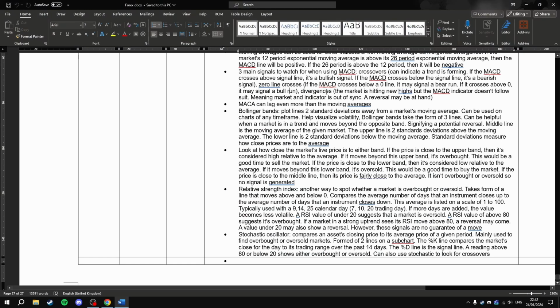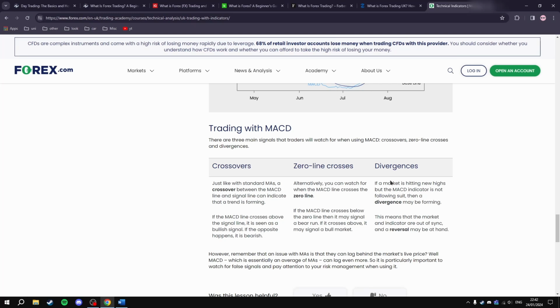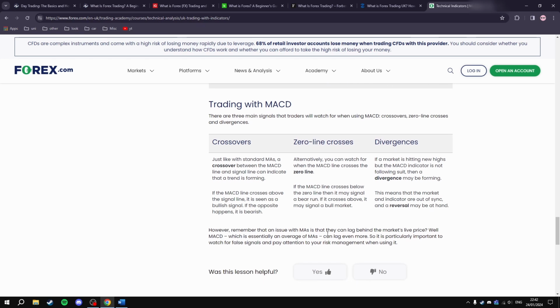And then we've got the divergences, so the market's hitting new highs but the MACD indicator doesn't follow suit, meaning the market indicators are out of sync, and a reversal may be at hand. And so if the market's hitting new highs but the MACD indicator is not following suit, then a divergence may be forming. This means that the market indicator is out of sync and a reversal may be at hand.